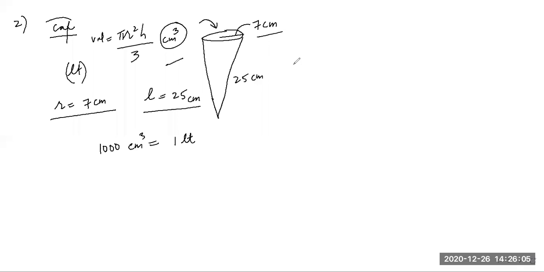One more thing in the previous sum, students. In this formula we want h. We don't want slant height. So h is not given. So how will you calculate h? h is the square root of L square minus r square. Remember that. Then we will put the value for h, because in the volume of the cone, L is not used. h is used, right?